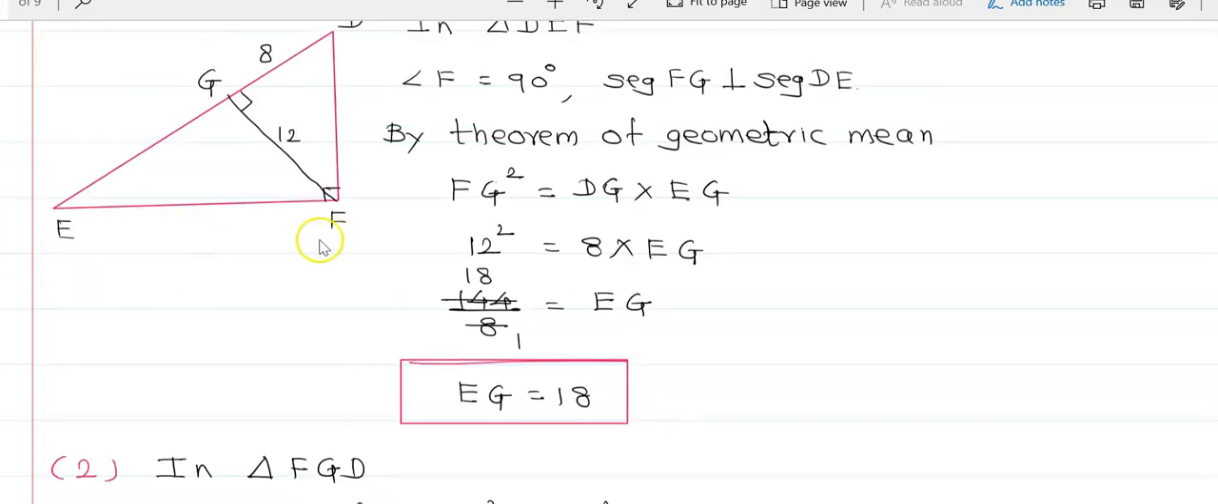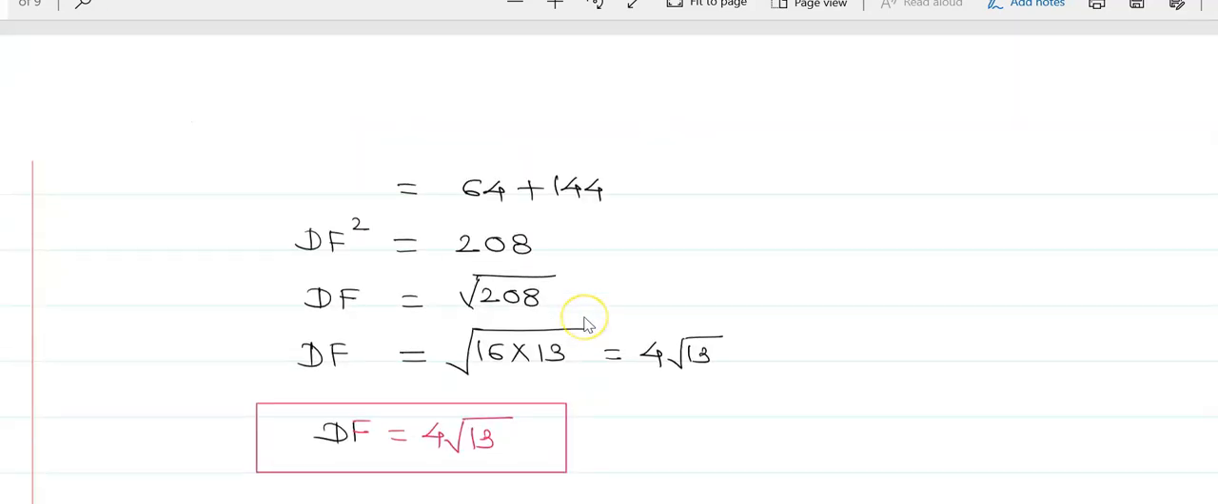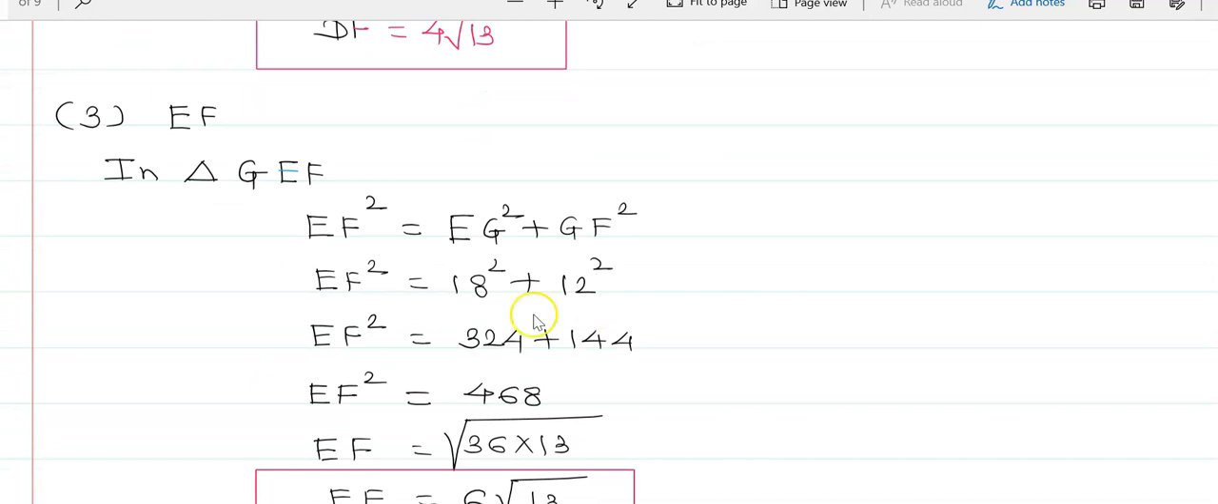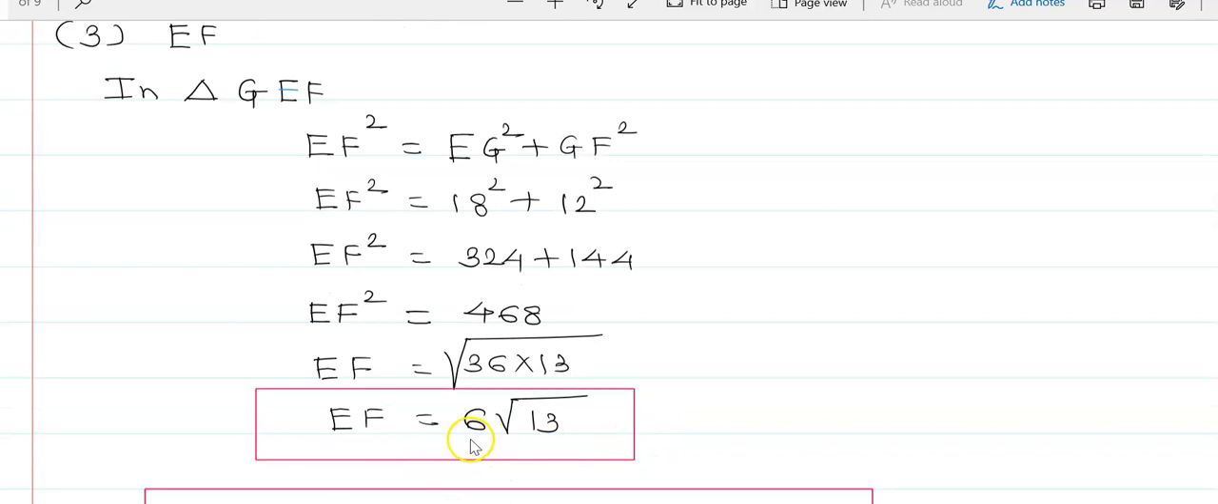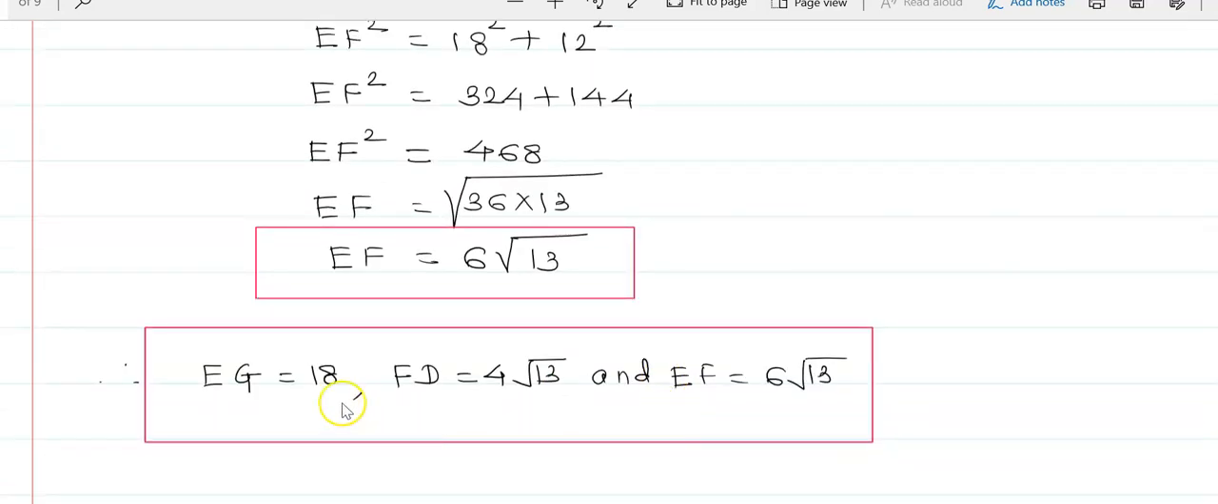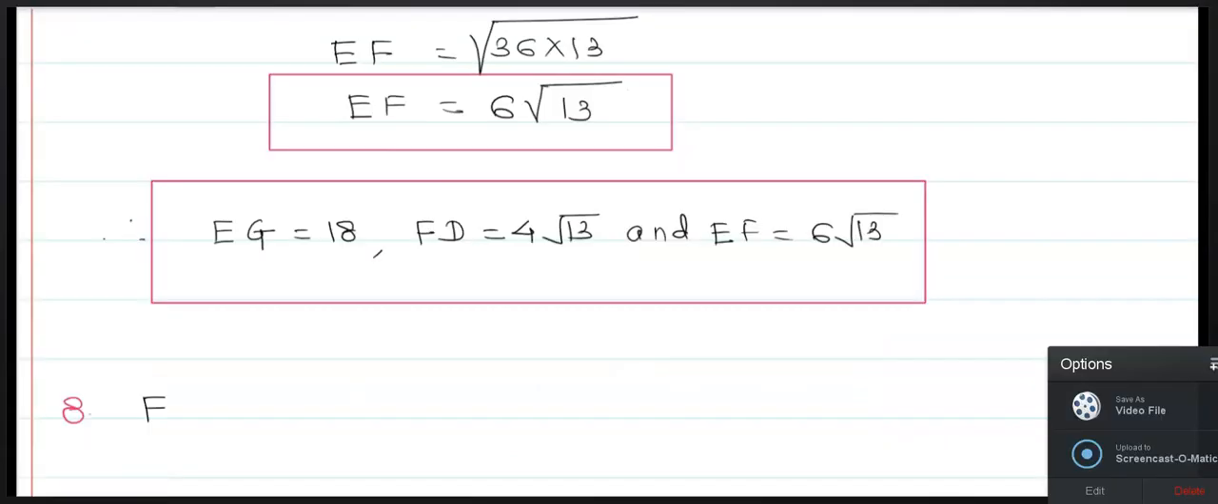To find out EF, we will apply the Pythagoras theorem for the triangle GEF. Therefore, EF square is equals to EG square plus GF square, 18 square plus 12 square, 324 plus 144, which is 468. Therefore, EF is equals to root of 36 into 13, that is EF is 6 root of 13. And hence, EG is 18, FD is 4 root of 13, and EF is 6 root of 13. These are the sides.